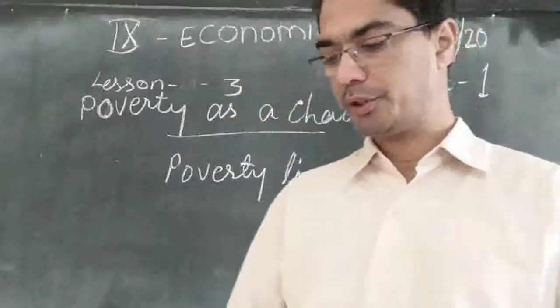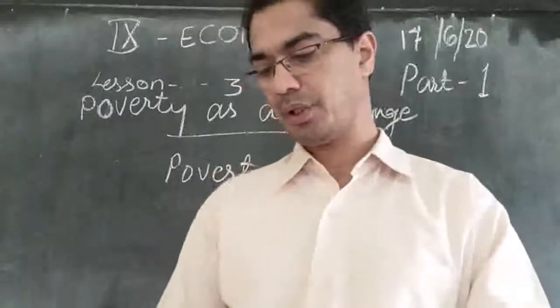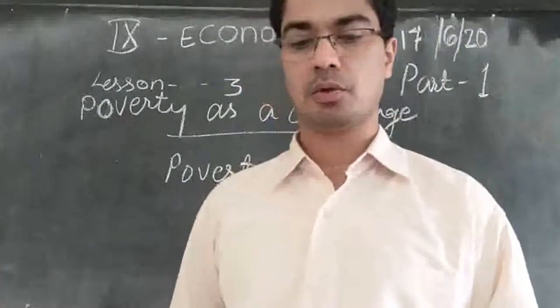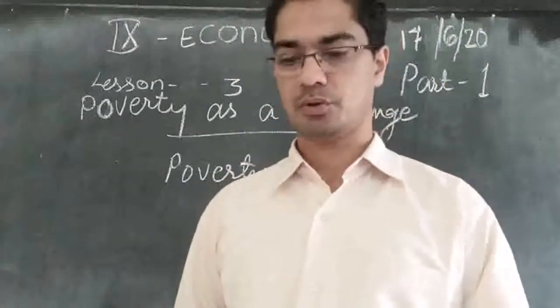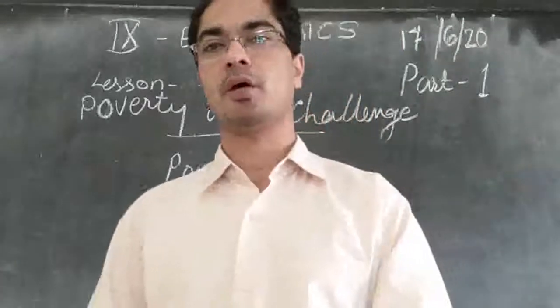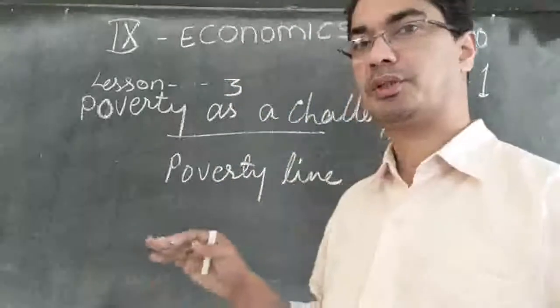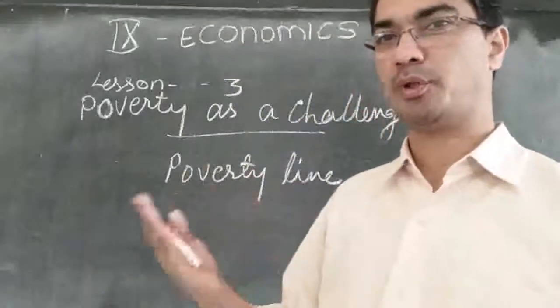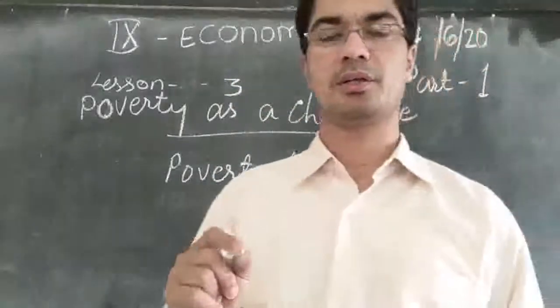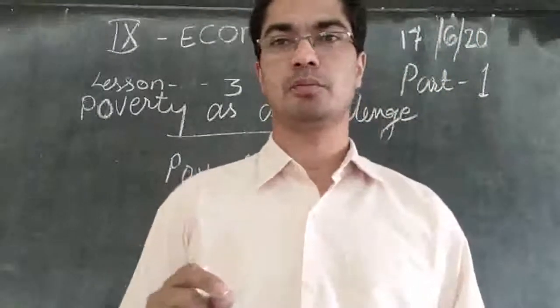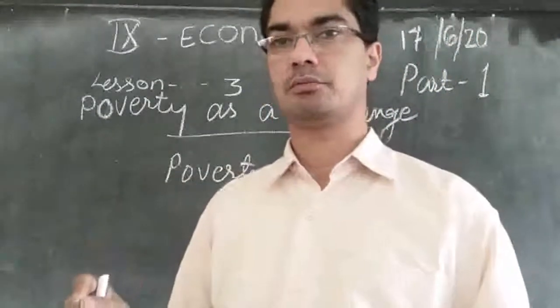So a common method used to measure poverty is based on income or consumption levels. One of the common ways of finding out whether a person is poor or not, whether this person is below the poverty line or above the poverty line, is to calculate how much is his income, how much is his consumption.